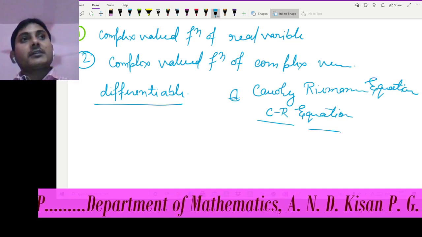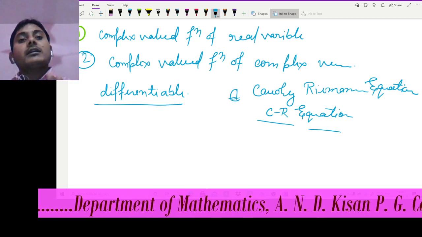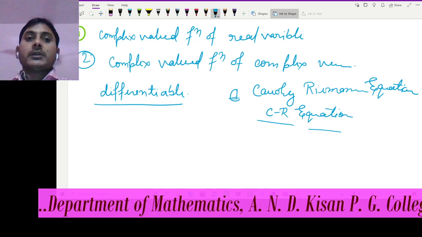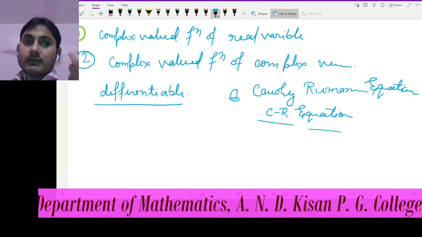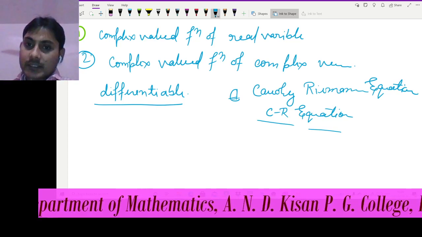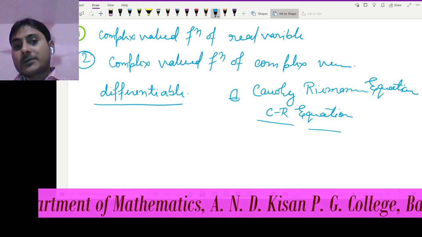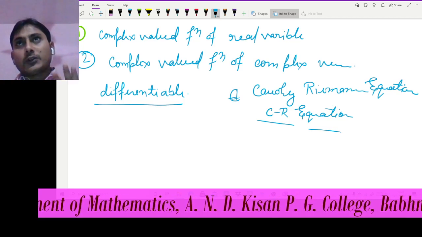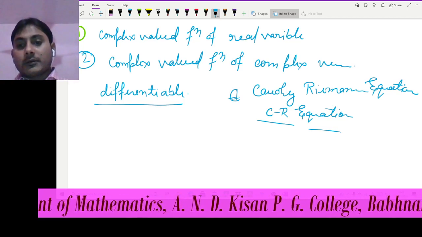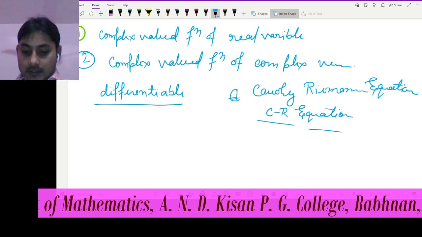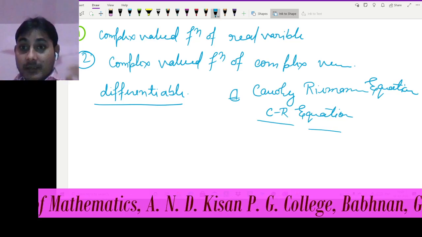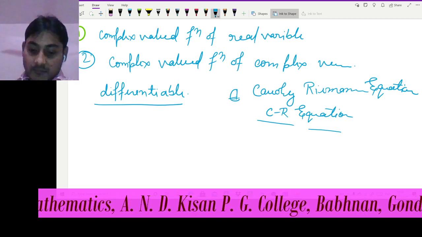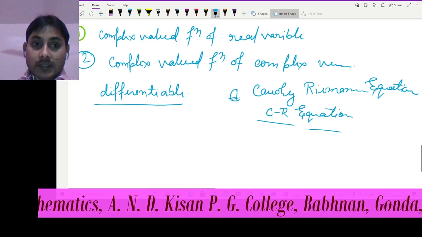So this particular equation will be useful in showing the non-differentiability of certain functions. If you want to show that a certain function is non-differentiable, then this particular equation will be useful. It is applicable everywhere, but it will be useful here. So what is the Cauchy-Riemann equation?